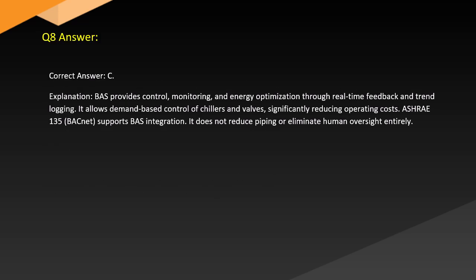Answer. Correct answer: C. Explanation. BAS provides control, monitoring, and energy optimization through real-time feedback and trend logging. It allows demand-based control of chillers and valves, significantly reducing operating costs. ASHRAE 135 BACnet supports BAS integration. It does not reduce piping or eliminate human oversight entirely.